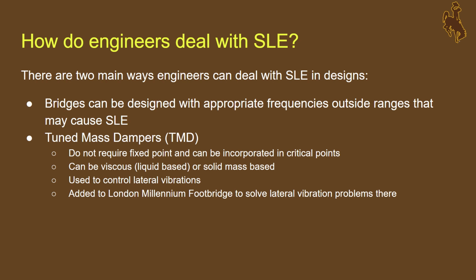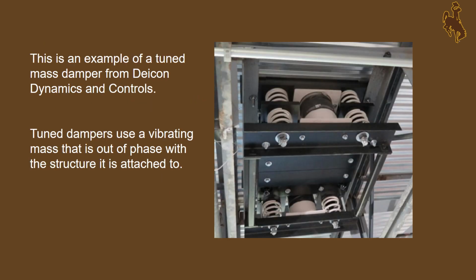And they also use tuned mass dampers. Tuned mass dampers will be described in the next slide, but they do not require a fixed point, and they can be incorporated in critical points along the bridge. They can also be viscous or solid mass based, which makes them very versatile. And like I said, they're used to control lateral vibrations, and they were also added to the London Millennium Footbridge to solve this problem. So this is an example of a tuned mass damper from Dicon Dynamics and Controls.